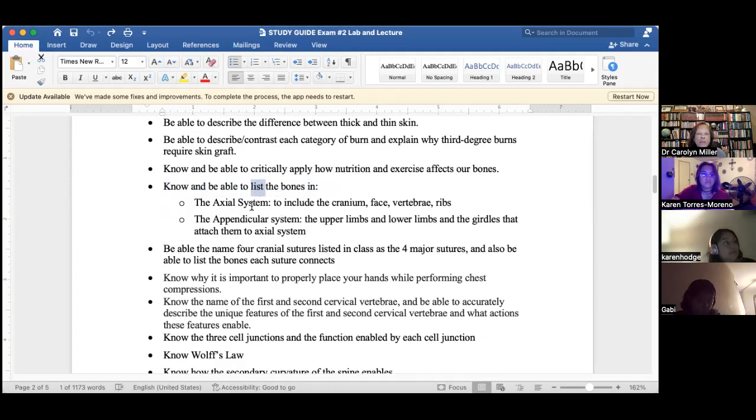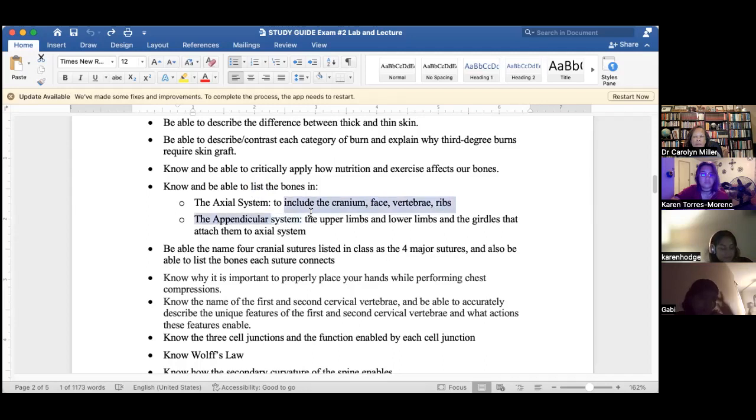So the axial system, the cranium has 8 bones, the face has 14, the vertebrae has 7, 12, and 5, which is 24, 25 sacrum, 26 coccyx, and then the ribs we have 12, left and right, 24 total, but 12. 7 true, 3 false, 2 floating.